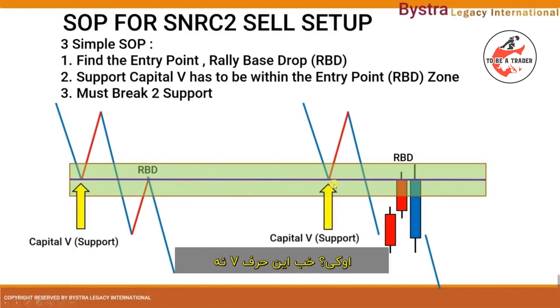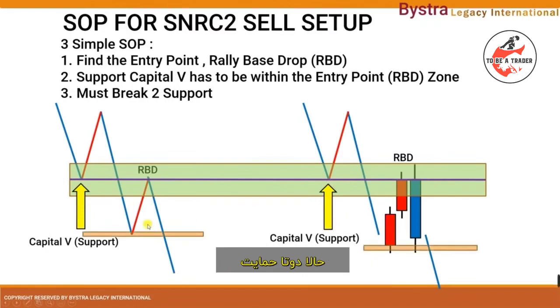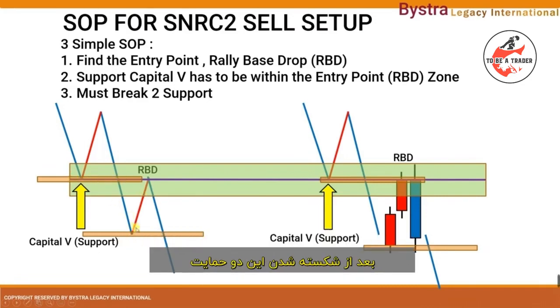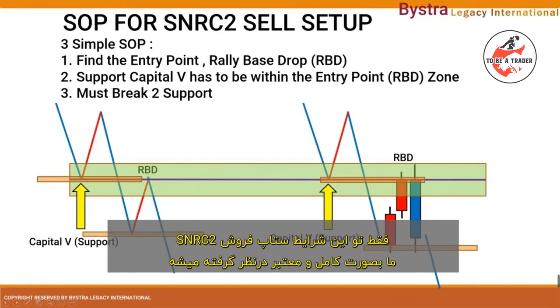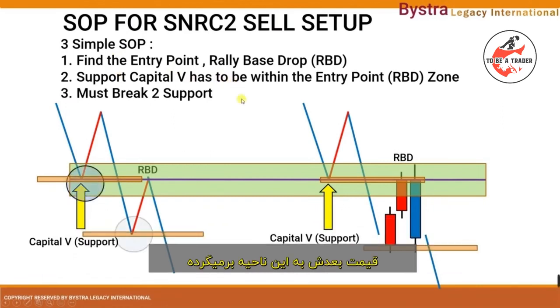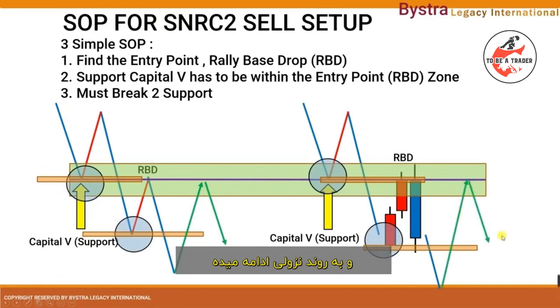Okay, so this is the capital V. So two supports, first support, second support. We need to break the first support and the second support. After breaking these two supports, only then is it considered a fully valid SNRC2 sell setup, which means it met all three SOPs for the SNRC2 sell setup. Price would then come back to this area and continue on the downtrend.